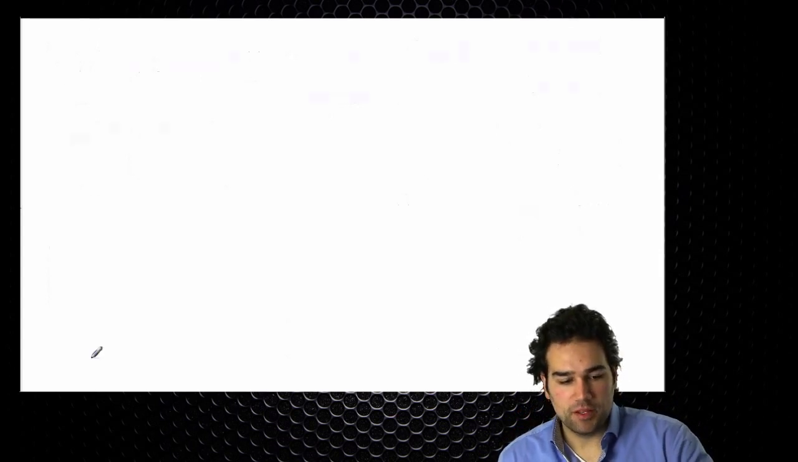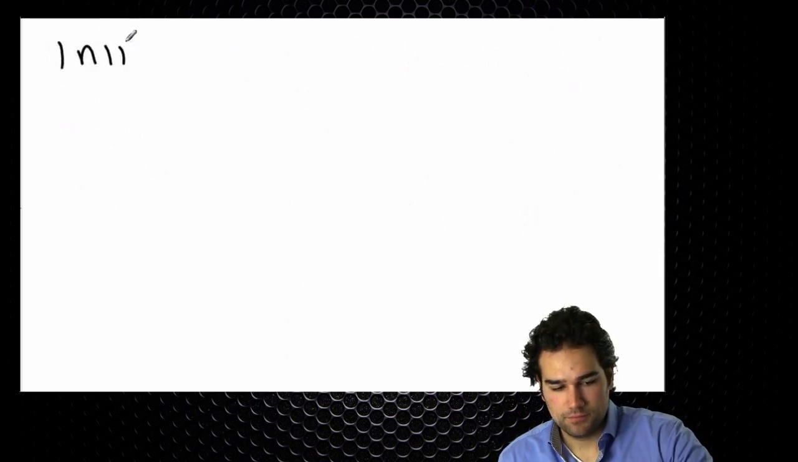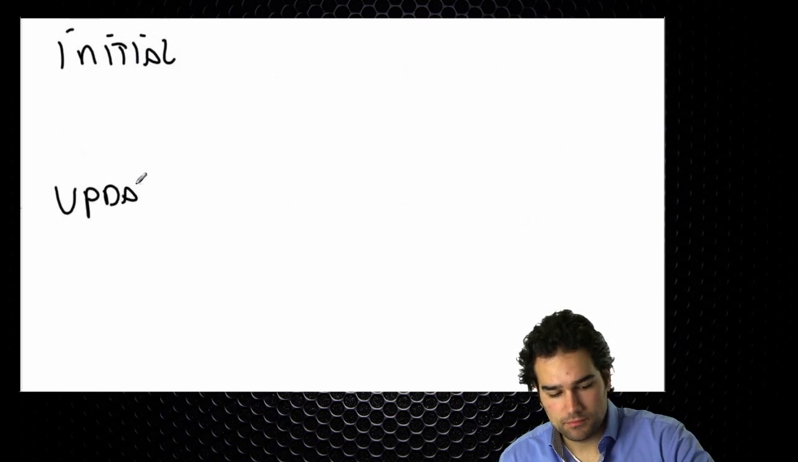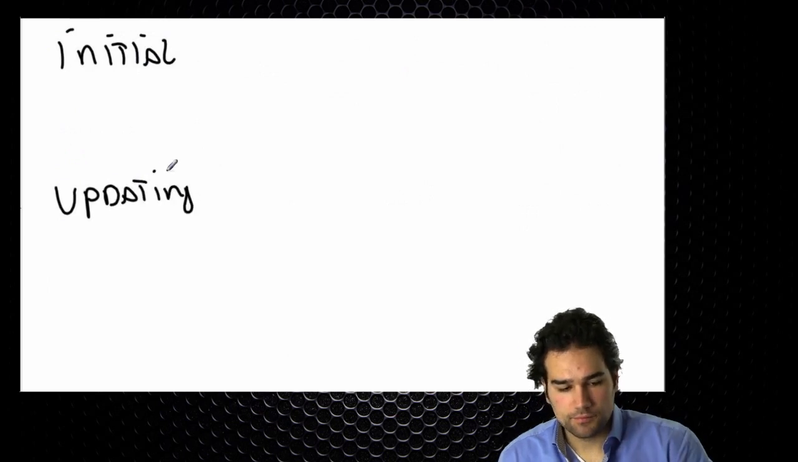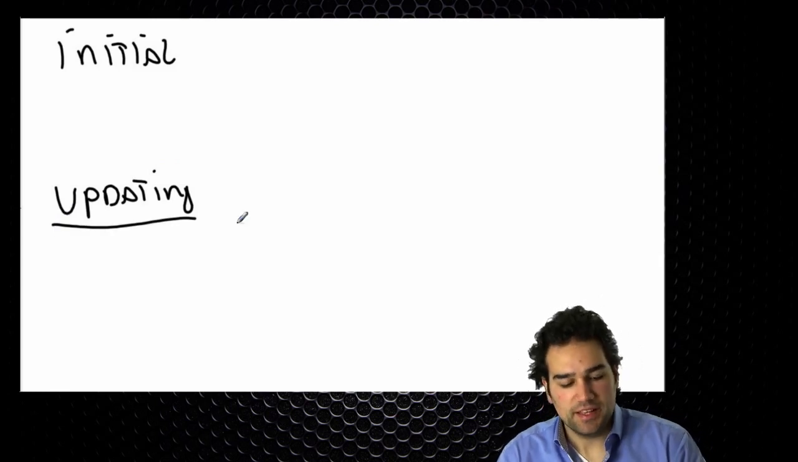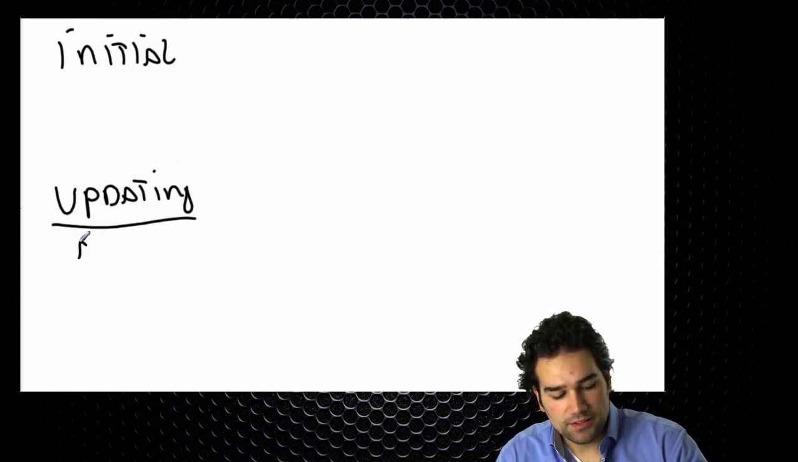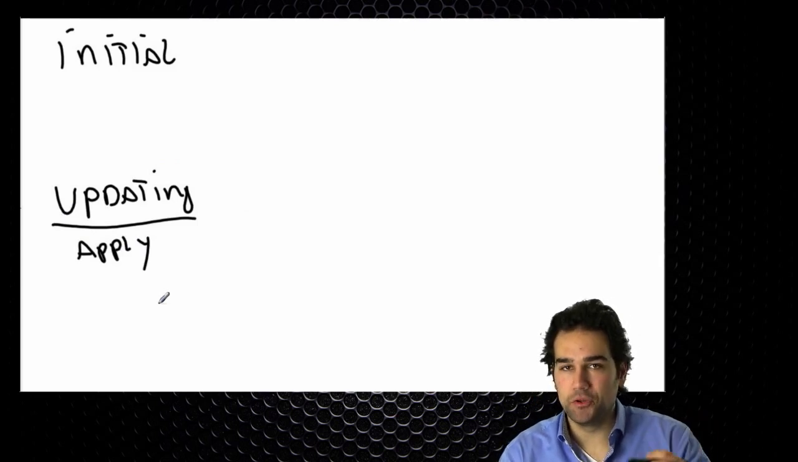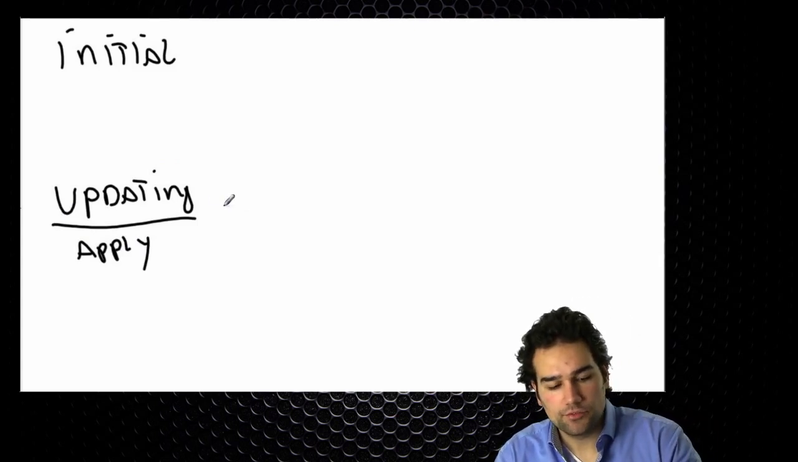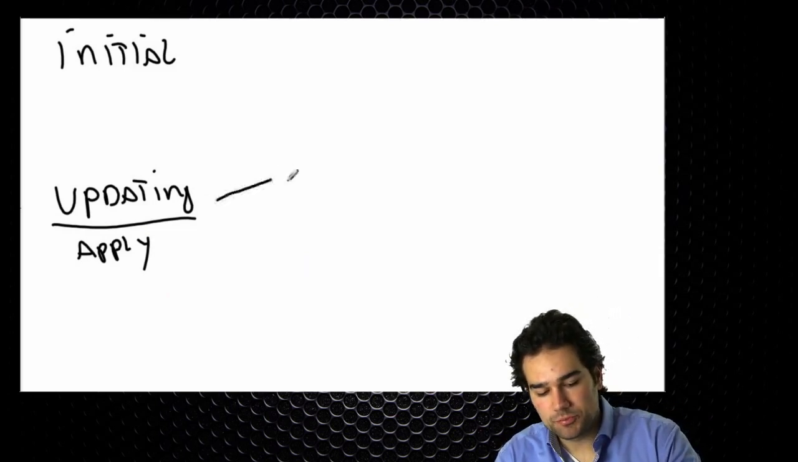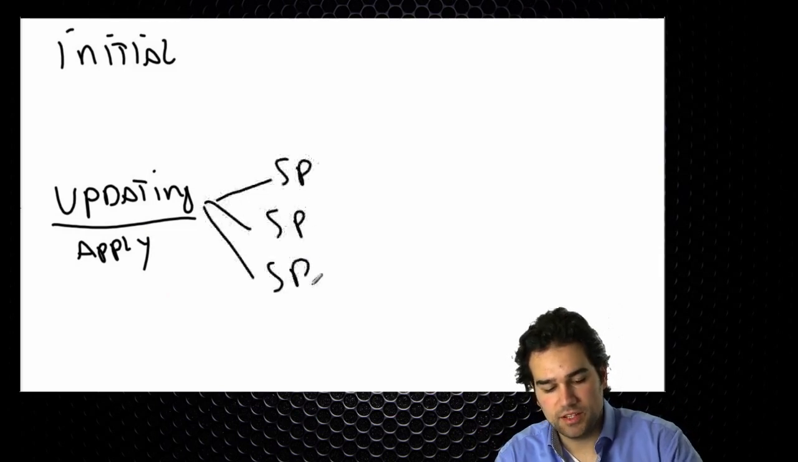Now there are two types of templates. There is an initial template and there is an updating template. The updating template does what it says. I apply settings to a piece of hardware, and I apply that multiple times. So I create from a service profile template multiple service profiles, to apply to all my physical servers. Let's say 3 servers.